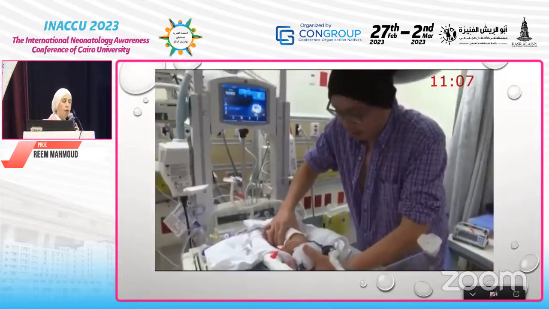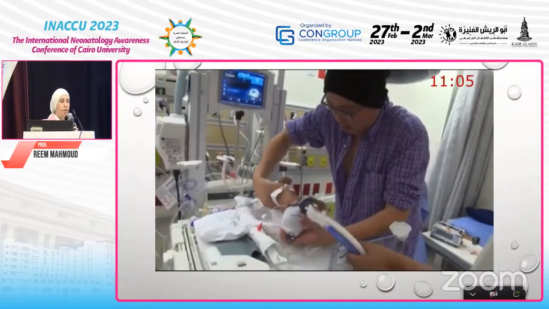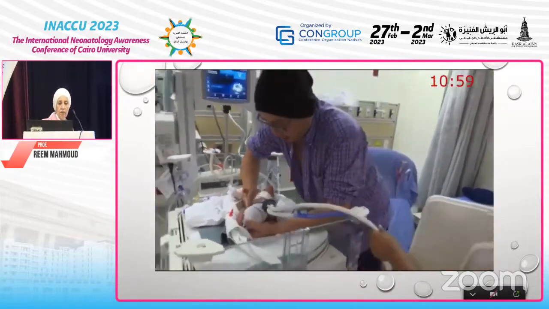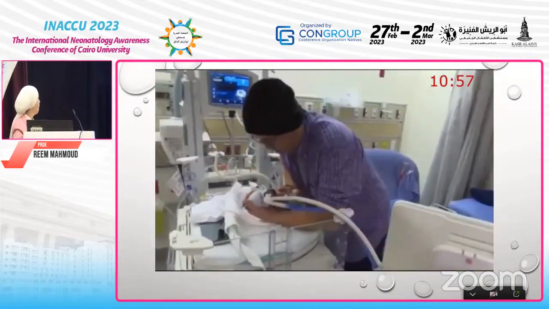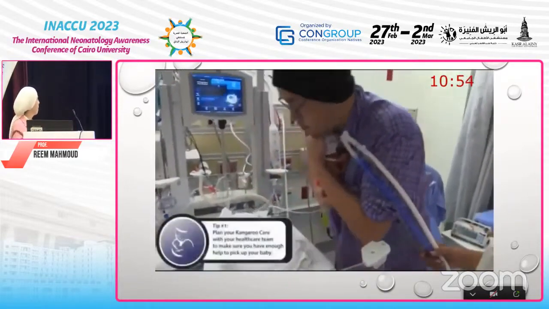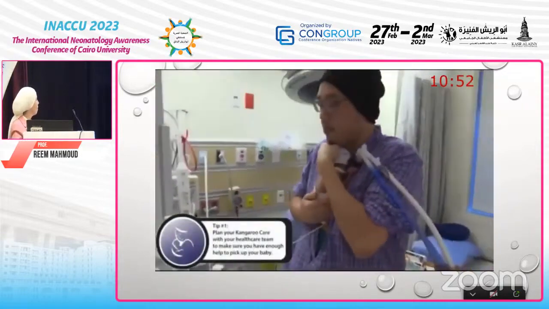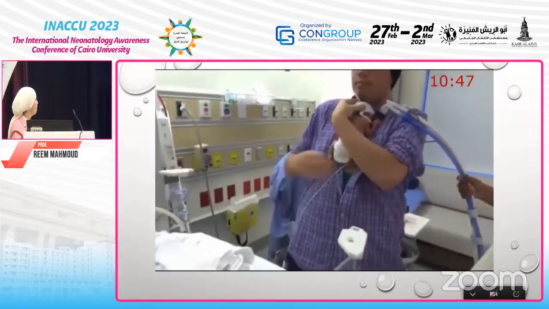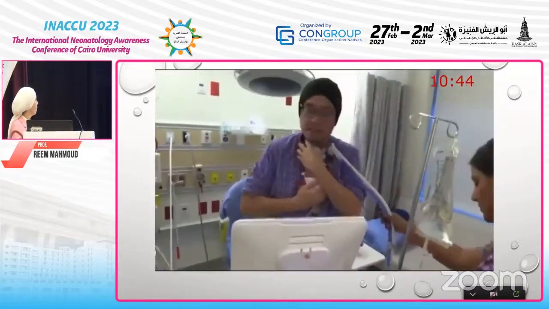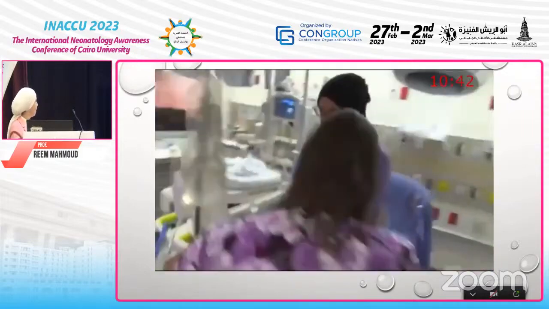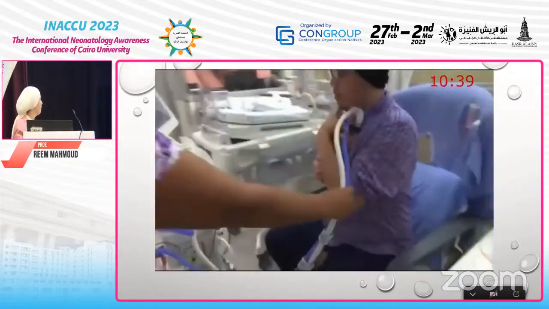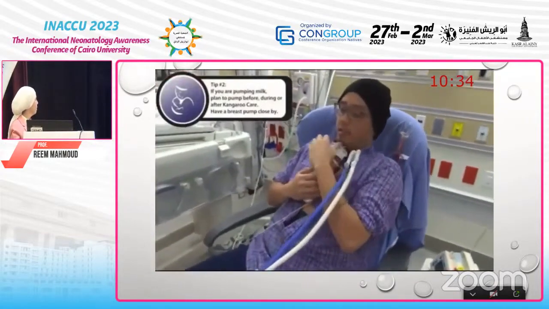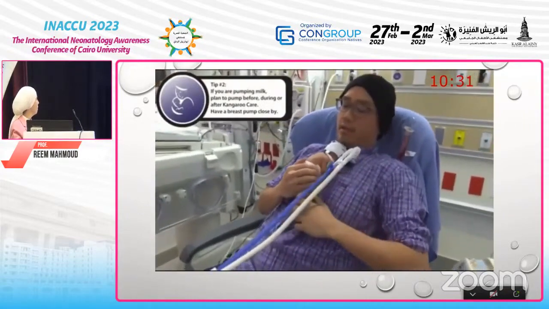Possible to learn how you can do kangaroo care with your baby. If it isn't a good time to do kangaroo care, ask how you can be involved in other types of gentle touch, like hand hugging. Plan your kangaroo care with the healthcare team to make sure you have enough help to pick up your baby. If you are nervous about picking up your baby, ask your baby's nurse if you can practice first. If you are pumping milk, plan to pump before, during, or after kangaroo care. Have a breast pump close by.